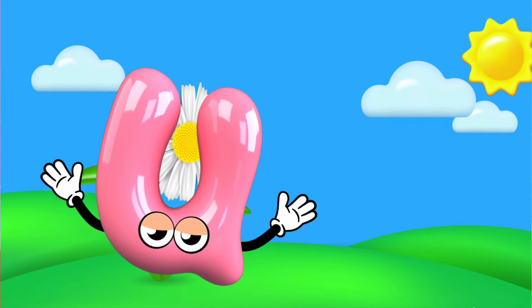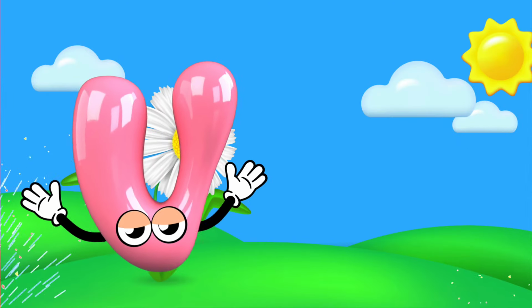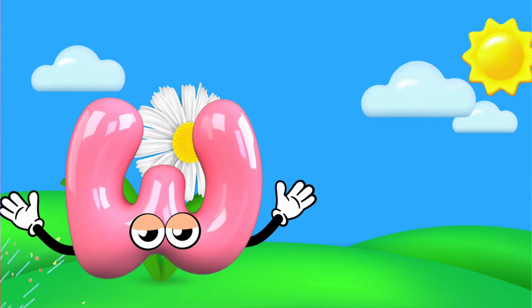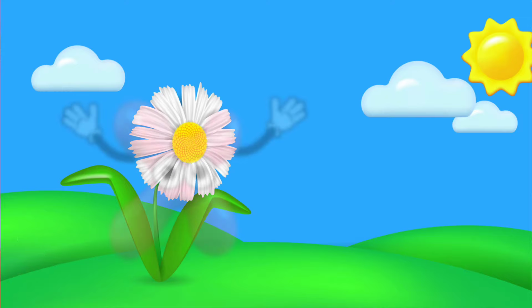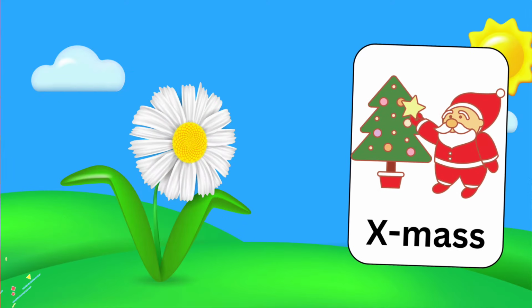U is for umbrella, umbrella. V is for van, van. W is for window, window. X is for Xmas, Xmas.